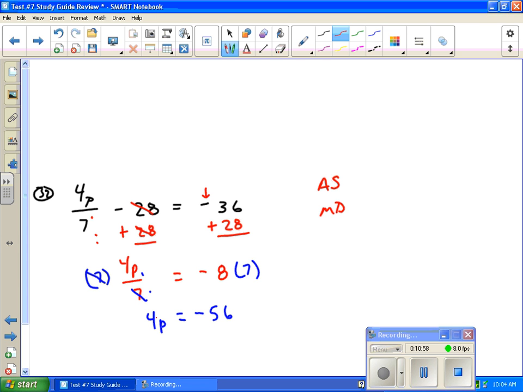That means 4 times p. In order to undo that, you divide by 4. And that'll cancel them out and leave you with just p. If you divide the left by 4, you got to divide the right by 4. Negative 56 divided by 4, 4 goes into 5 one time. And you have to carry the 1. It goes into 16 4 times. And a negative divided by a positive will always be negative.